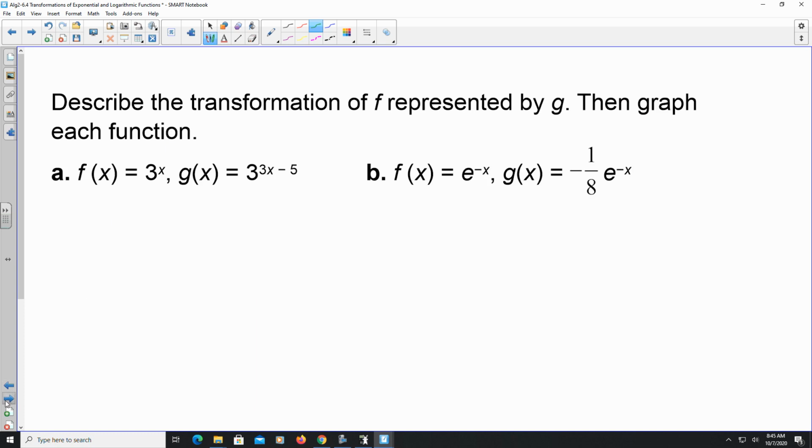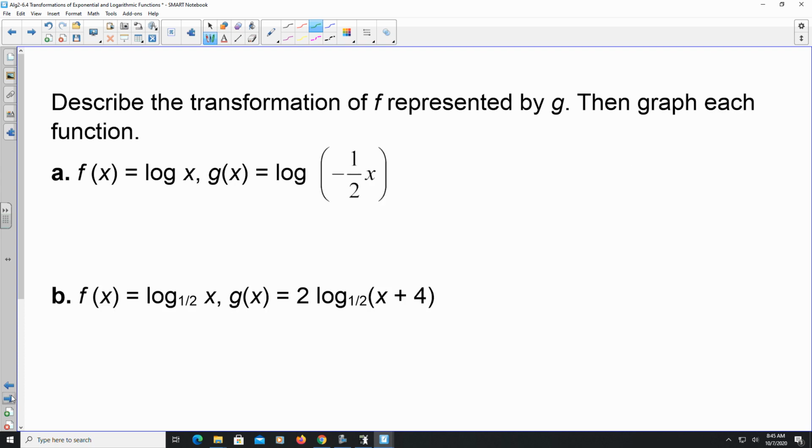So again, these are similar examples. My advice to you again is to refer to the transformation charts on the respective pages. And if you do have questions, please let me know.